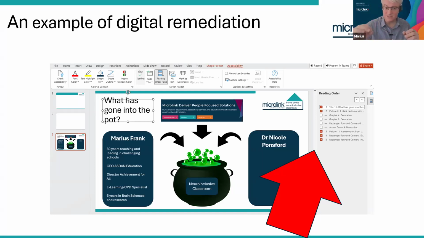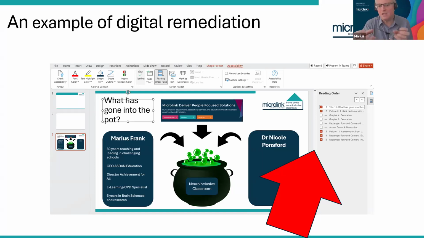So one of the things also to be aware of is that if it's not set up correctly and you miss it for whatever reason, sometimes content can get missed in that sequence. So that can actually change the meaning of the information. So that's actually quite crucial.